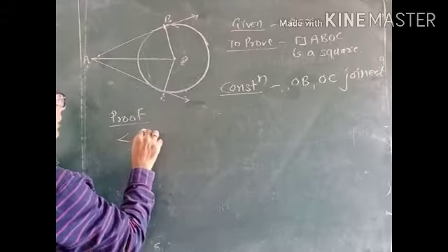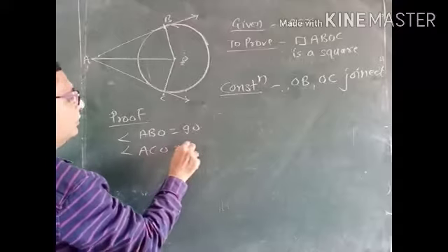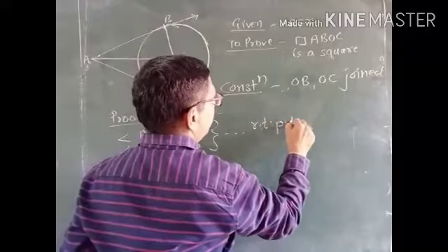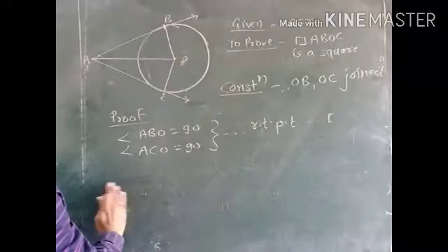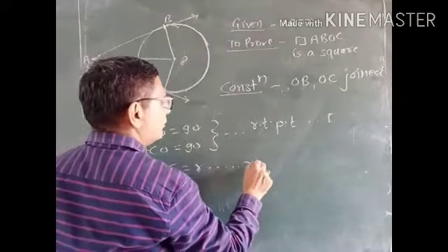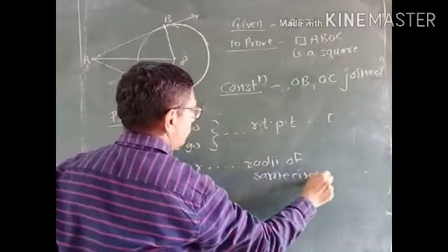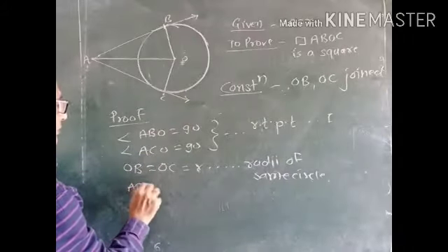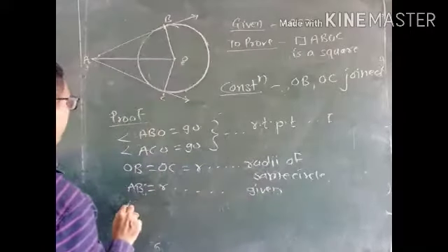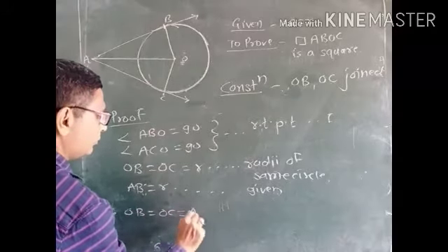Angle ABO is equal to 90 degrees. Angle ACO is equal to 90 degrees. The reason for both of these is RPPT, radius tangent perpendicularity. This is 1. Here OB is equal to OC is equal to R, radii of the same circle. And AB is equal to R, given, therefore OB is equal to OC is equal to AB.